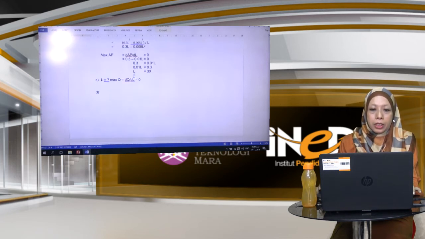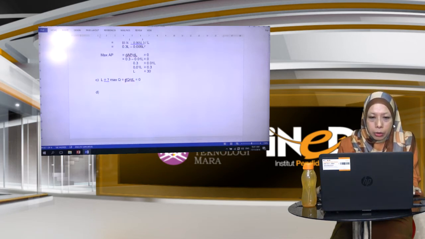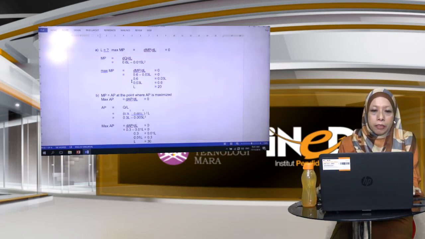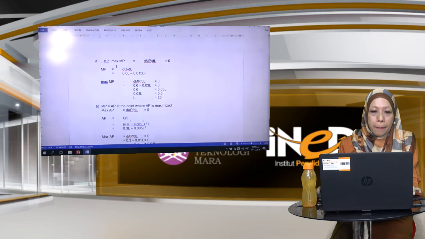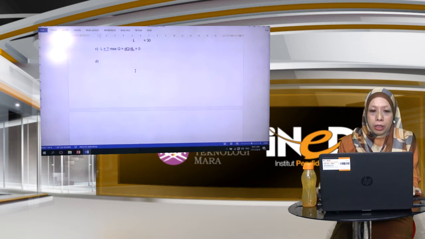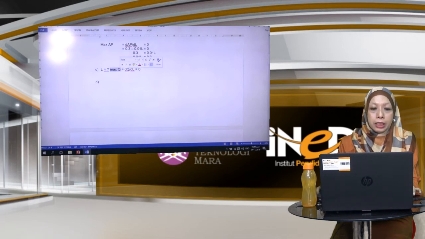If you look at this equation, dQ/dL is the formula for marginal product, isn't it? So this is marginal product. How did you find it? You differentiate the Q function with respect to L. So if you look at question C, since you want to maximize Q, you need to differentiate the Q function and set it equal to 0.